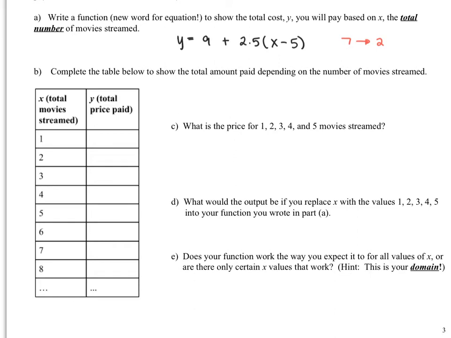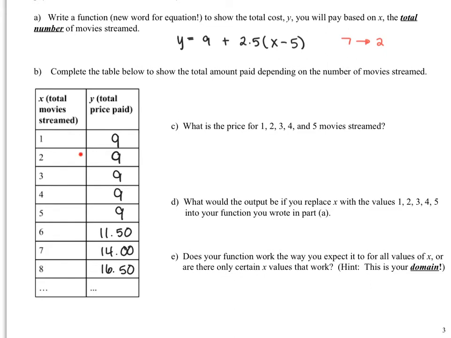Next, we're going to complete the table below to show the total amount paid depending on the number of movies streamed. So I'll get you started. For one movie, well, that's within the first 5, and so that means all we have to pay right now is that base price of $9. Go ahead and fill in the rest of your table. Pause the video, press play when you're ready to check your answers.